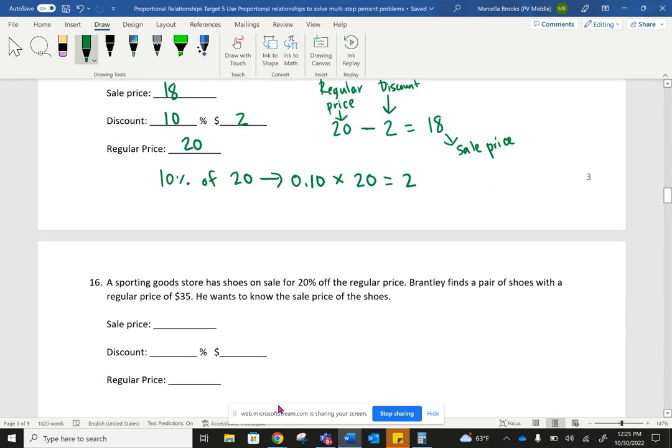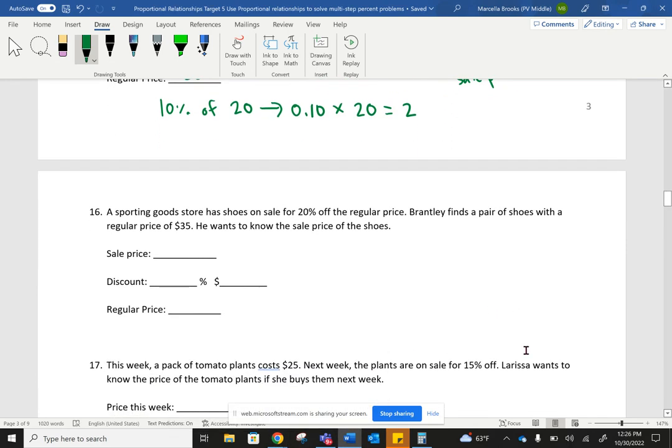All right, moving on to 16. Let's see how much time we have. Okay. A sporting goods store has shoes on sale for 20% off of regular price. Brantley finds a pair of shoes with a regular price of $35. He wants to know the sale price of the shoes. So 20% off regular price. So that's a discount. So our discount is 20%. He wants to know sale price. So we don't know the sale price.